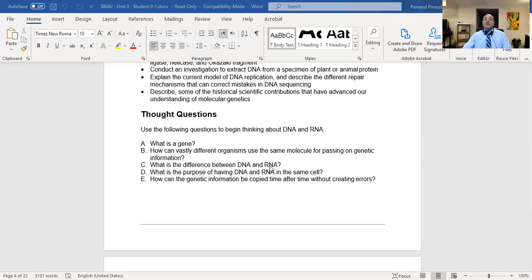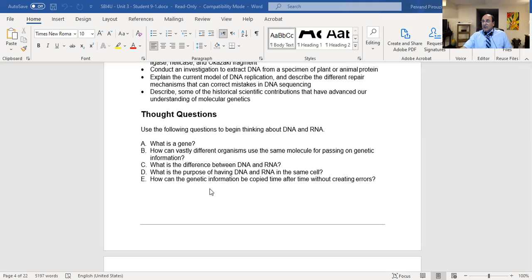What is the difference between DNA and RNA? This is mainly the structure. DNA is deoxyribose and RNA is ribose. So now we see that the structure of the sugars in the DNA and RNA are different. DNA is deoxyribose and RNA is ribose.